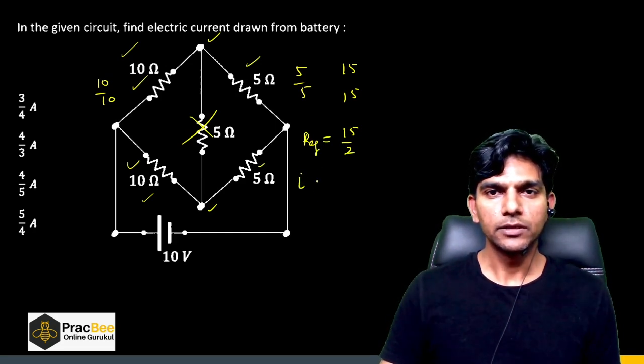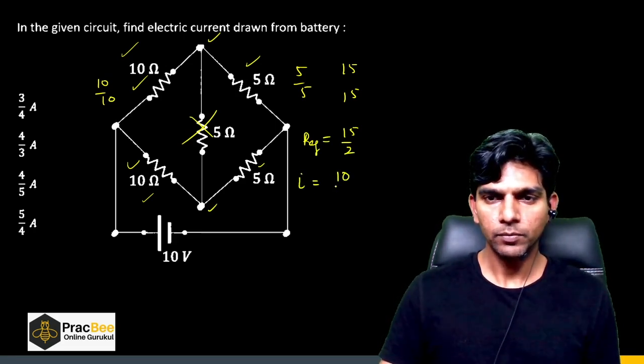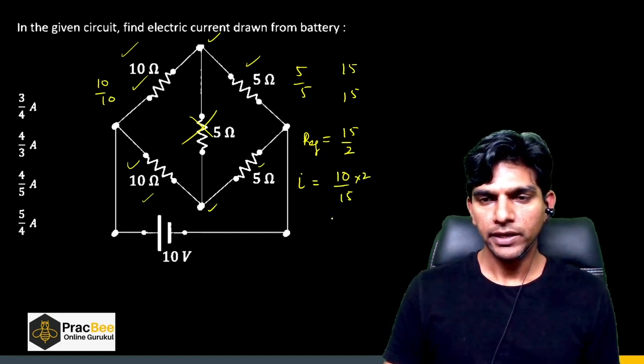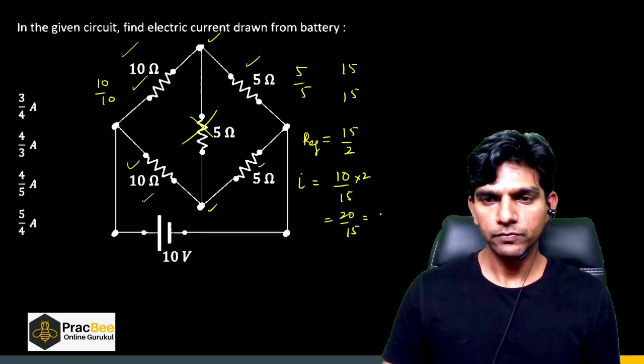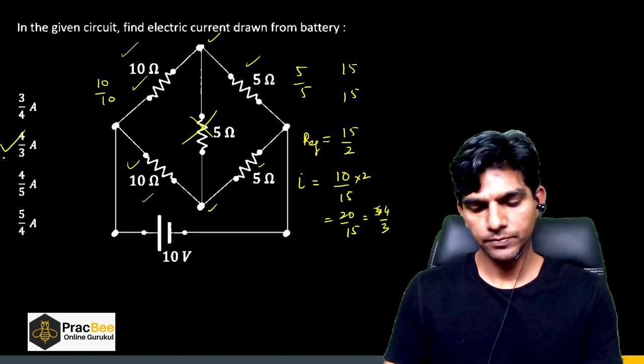So what is the current? Current will be V by R. So that will be 20 by 15. So that is 4 by 3. So 4 by 3 is the answer.